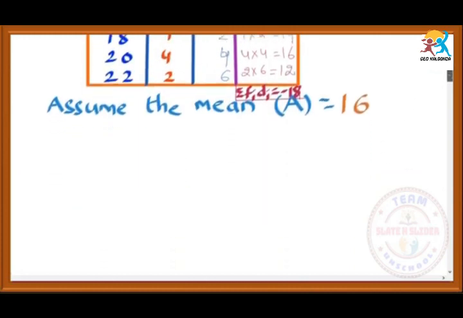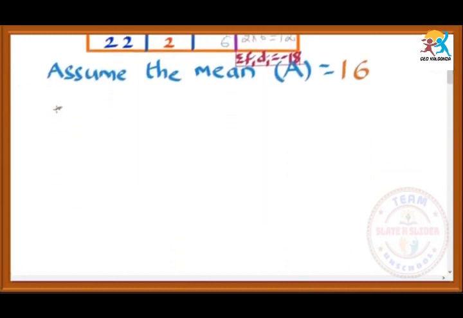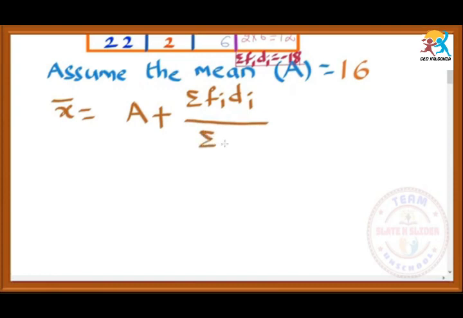After that, mean in the deviation method, that is x bar is equal to assumed mean plus the sum of the product of the frequency and the deviation by sigma fi. In this we have to substitute. So x bar is equal to a, assumed mean is 16, plus sigma fi di is minus 18 by sigma fi, that is sum of frequencies.